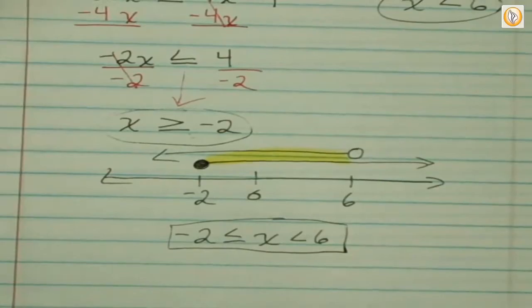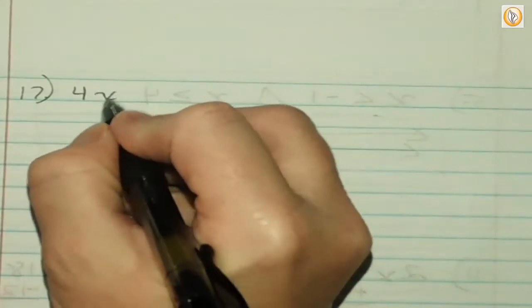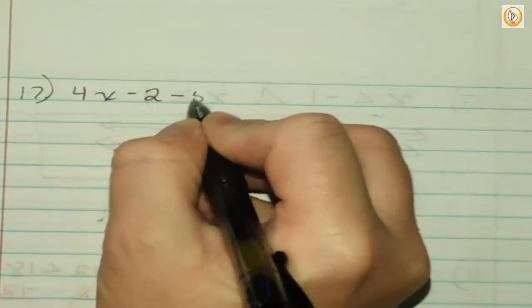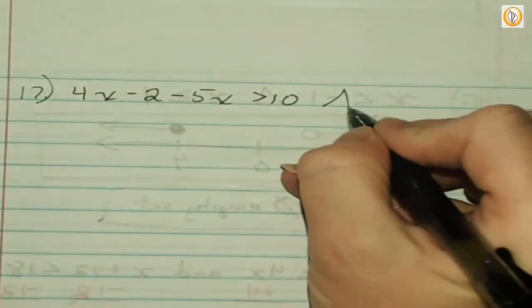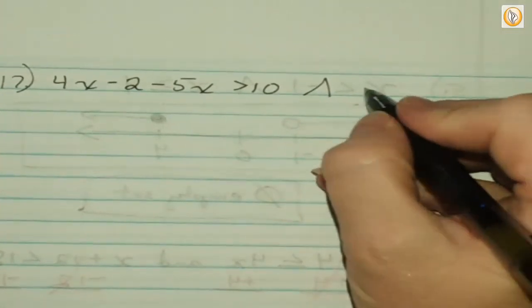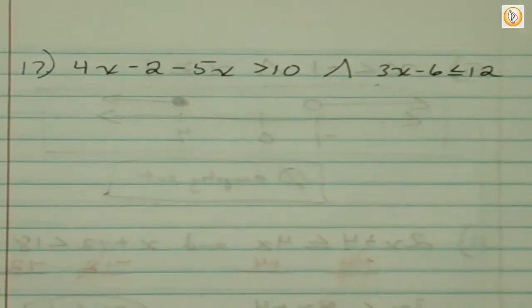Any questions so far? Okay, so let's continue now. That was number 11. Okay, we're going to do 17. Seventeen is 4x minus 2 minus 5x greater than 10 and 3x minus 6 is less than or equal to 12. All right.